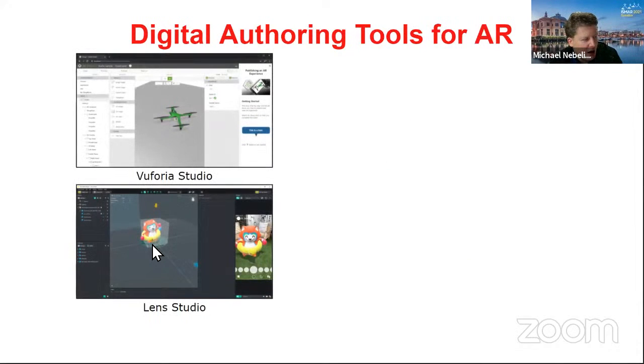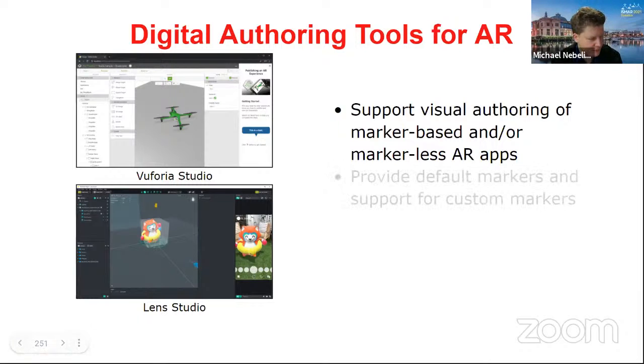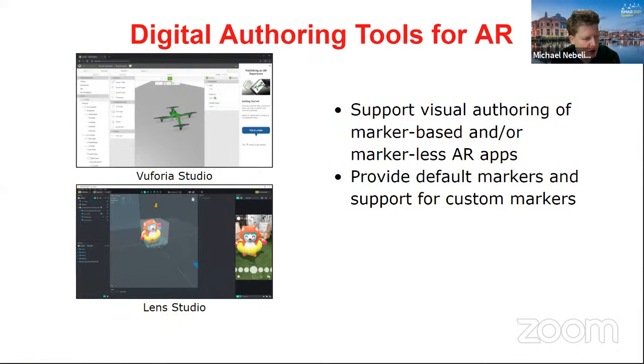So there are more dedicated tools for digital authoring for AR. A lot of them are for marker-based AR experiences. Maybe you have seen some examples throughout this conference, or some of the examples we showed earlier with Mark. For marker-based AR, Vuforia is a very popular library, and I'll show some examples of that in a bit. Lens Studio, from Snapchat, is a very powerful tool where I want to show you some examples. These tools provide visual authoring of both marker-based and markerless AR.